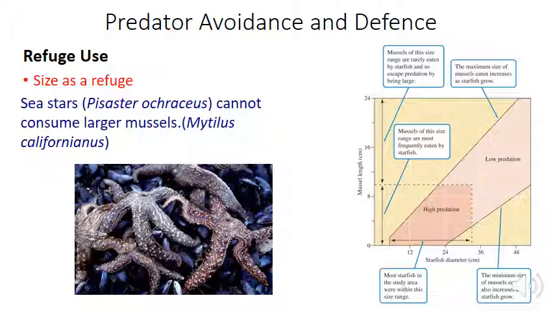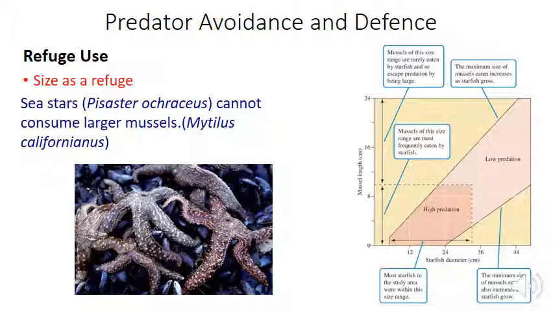Equally, as the sea stars get larger, the minimum size of the mussels that they feed on increases as well. So this is a kind of optimal foraging range that these sea stars show, whereby they won't attack the smallest mussels because it's not worth their while, and they won't attack the largest mussels because it's too difficult. So a form of refuge in the case of these mussels is to just grow big enough that they'll be ignored by these sea stars.